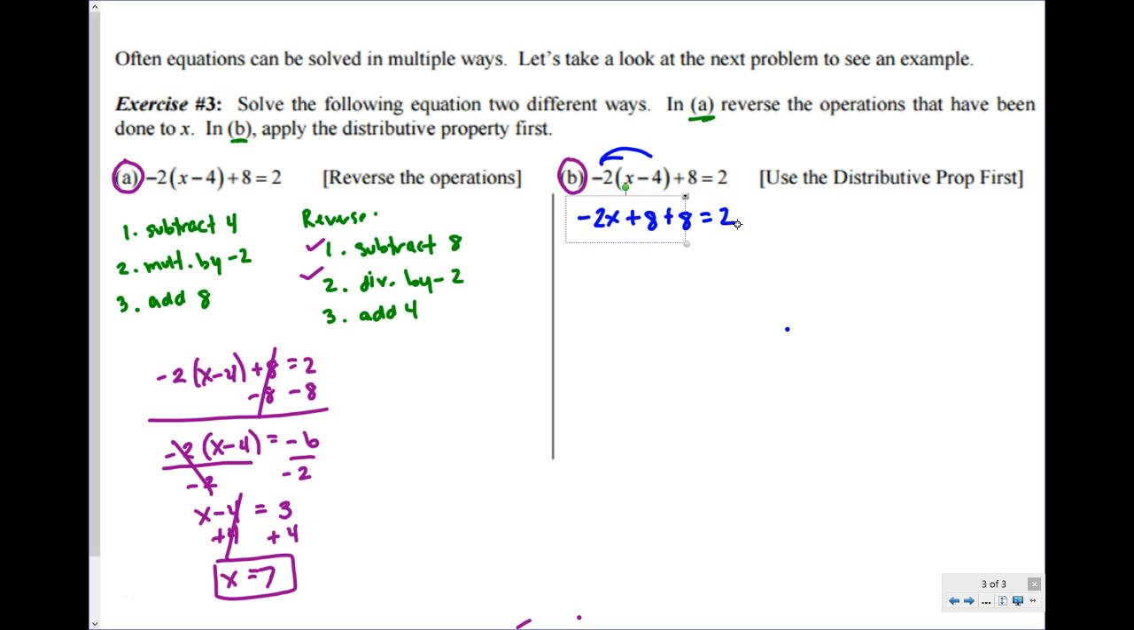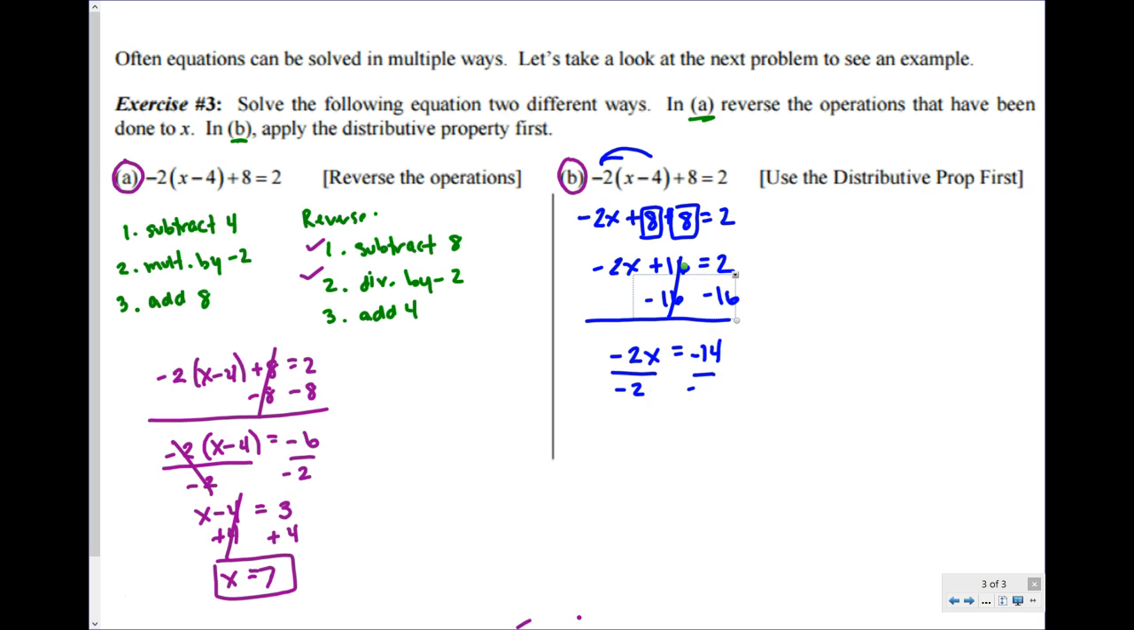When I get this, something neat happens. I can see that on the left-hand side of my equation I can combine some like terms. I can combine this 8 and 8 together to make 16. And now my equation is a little bit easier to solve. So I can subtract 16, and this is me doing it without writing the structure. Subtract 16, I'm left with negative 2x, 2 minus 16 is negative 14, and finally undo this multiplication by using division, and I get x equals a positive 7.